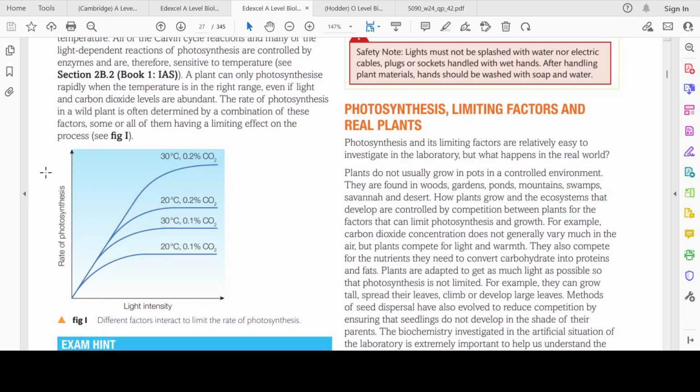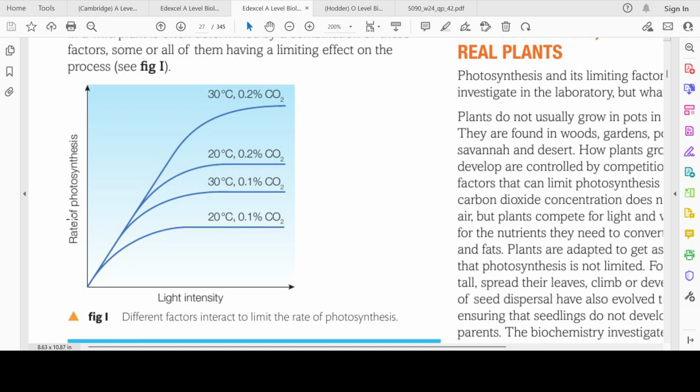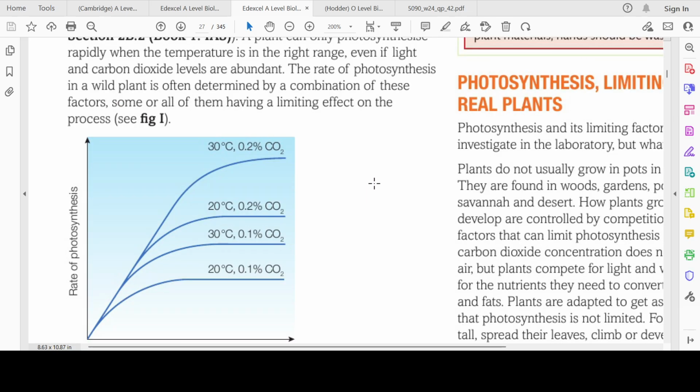You can see this graph over here, and they've got rate of photosynthesis on the y-axis. Light intensity is increasing. You can see at 20 degrees and 0.1% carbon dioxide, which is still higher than what atmospheric concentrations are, right? And you can see it levels off pretty quickly. You raise the temperature, you can see higher activity. You keep the temperature the same, you raise the carbon dioxide concentration, still you get an increase. And if you raise both the temperature and the carbon dioxide concentration, with increasing light intensity, right, you get even higher rates of photosynthesis.